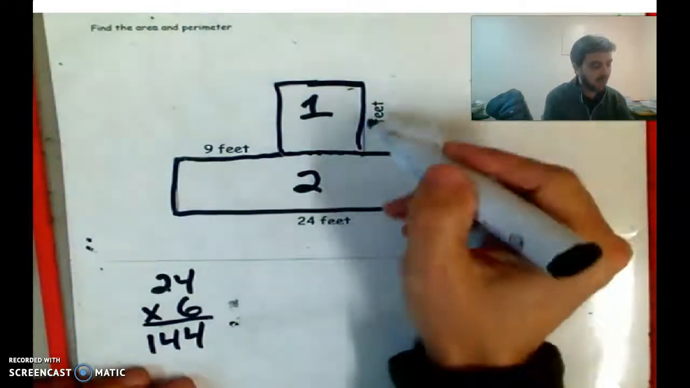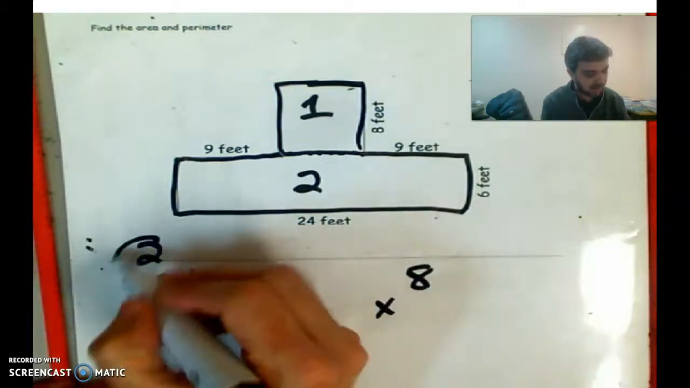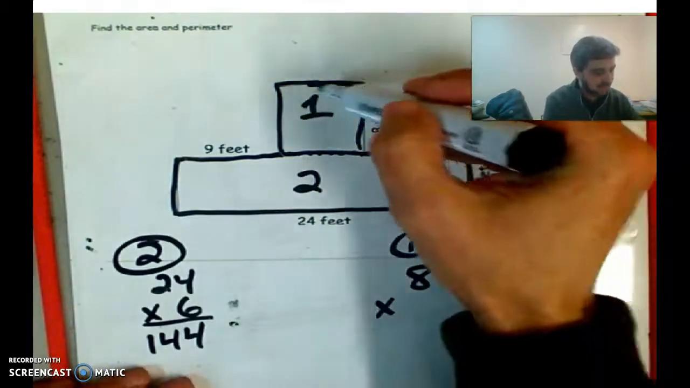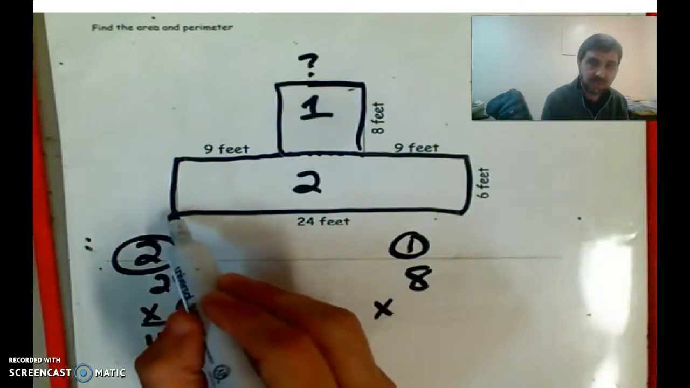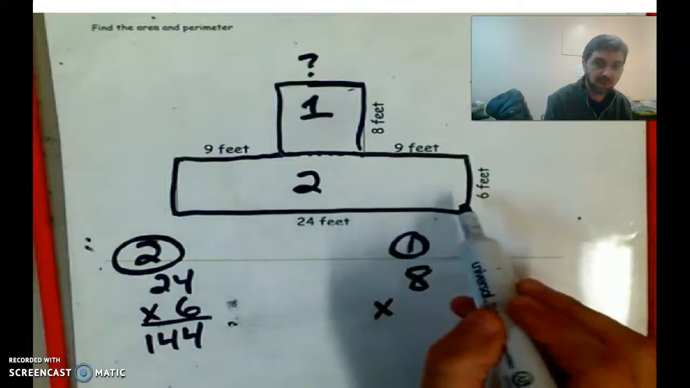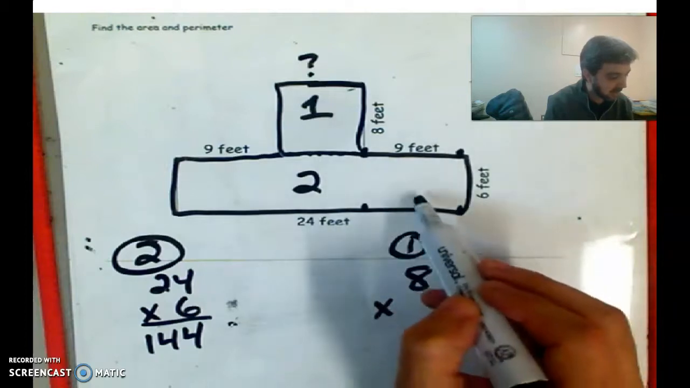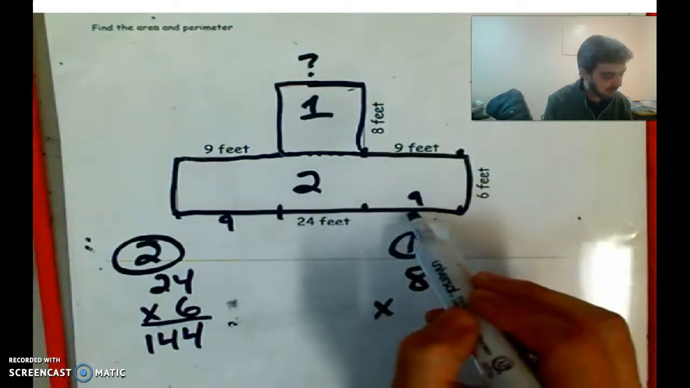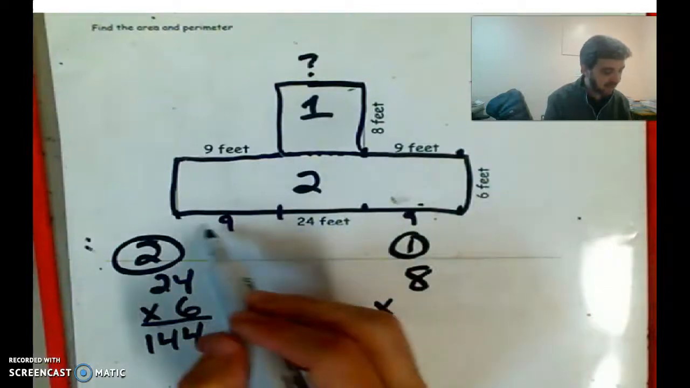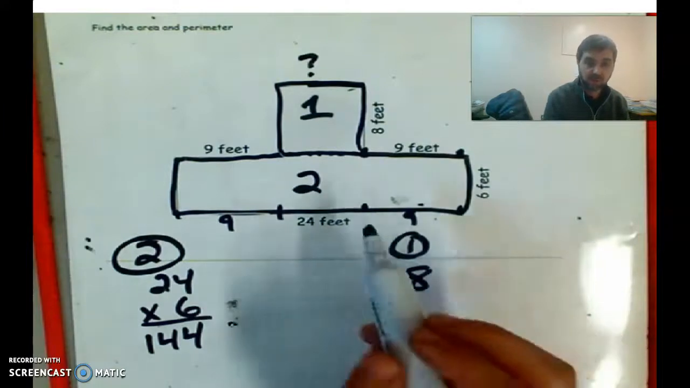Right, this one's a little bit trickier. We know that we can see the width here is 8. Okay, so 8 times, this is number 2, this is number 1. But what's this? We don't know the length of the top. How are we going to figure that out? So one way you could figure it out is, the distance all the way across here is 24. Now we know from here to here is 9, which also means here to here is 9. Same thing over here. Here to here is 9. Yeah, let's put it there. So, if this is 9, and this is 9, and the whole thing is 24, then we know what's missing.